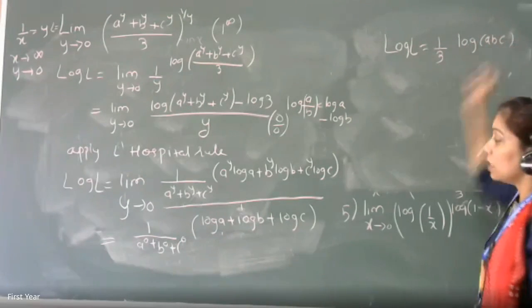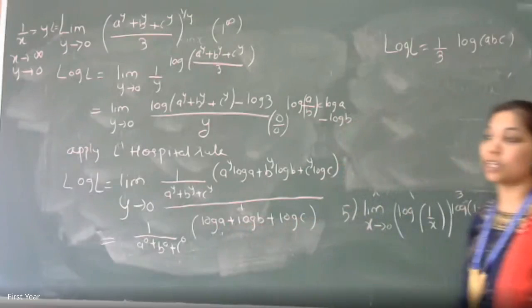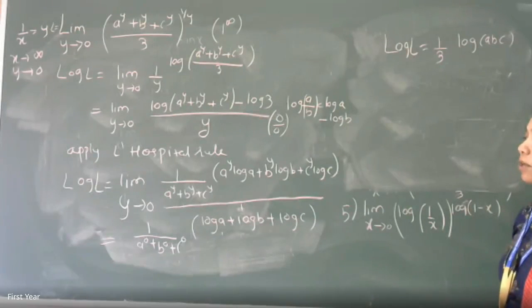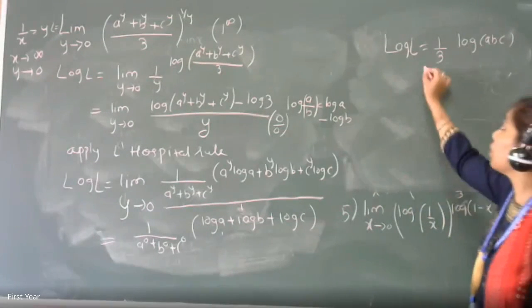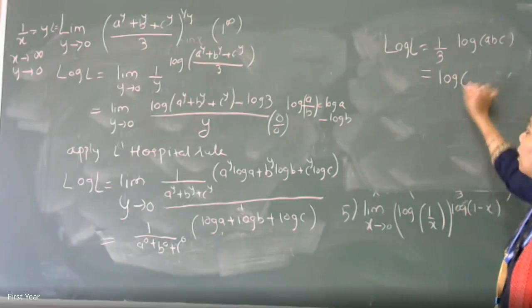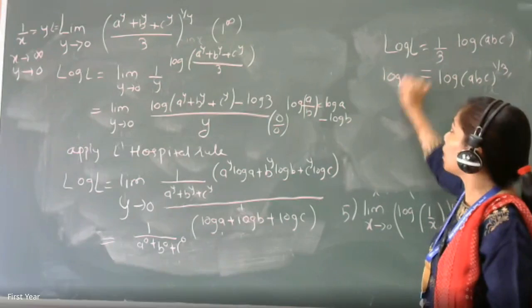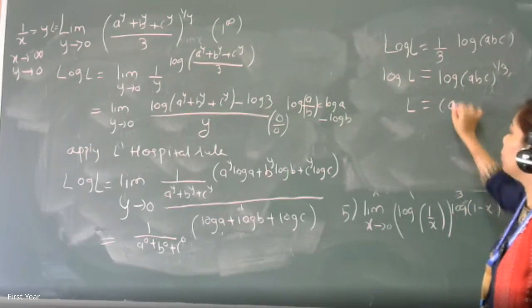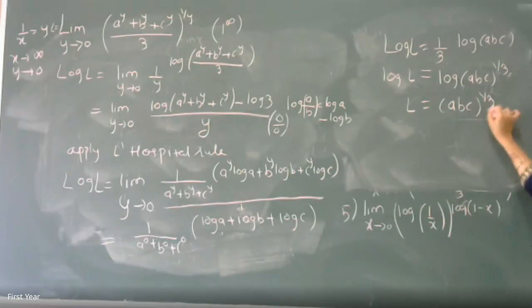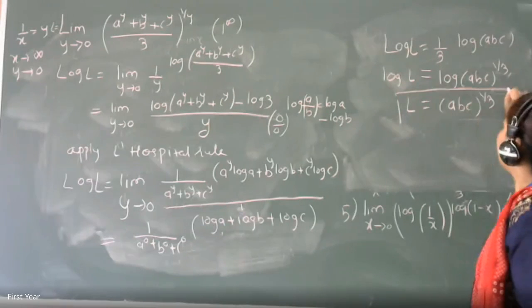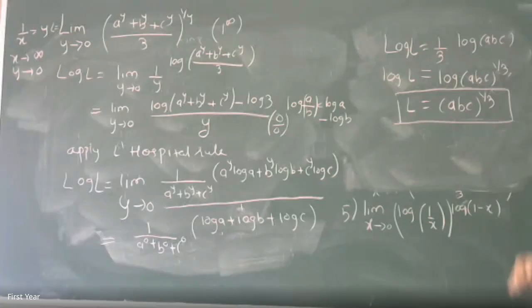Is this clear? This is log a plus log b plus log c, divided by 3, and therefore this is log of (a, b, c) raised to 1 by 3. Cancel out the log on both sides. Your answer will be F is equal to (a, b, c) raised to 1 by 3. Is this okay? Yes, ma'am. This is the fixed answer or standard answer.